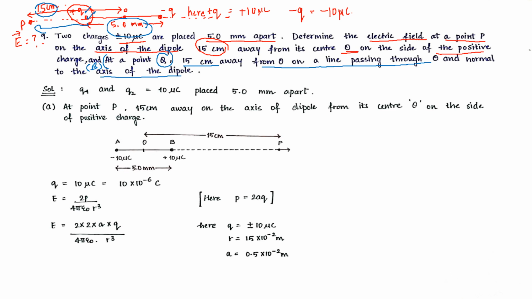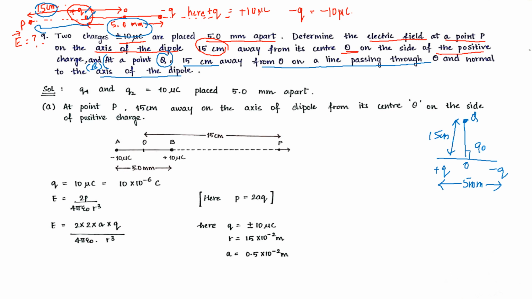What will be normal to the axis of dipole? The equatorial plane. Okay, this is normal. This is O, this is plus Q, this is minus Q, and our point Q is over here. And how far is it from O? Again, it is 15 centimeter. What is the distance given here? It is 5 mm.